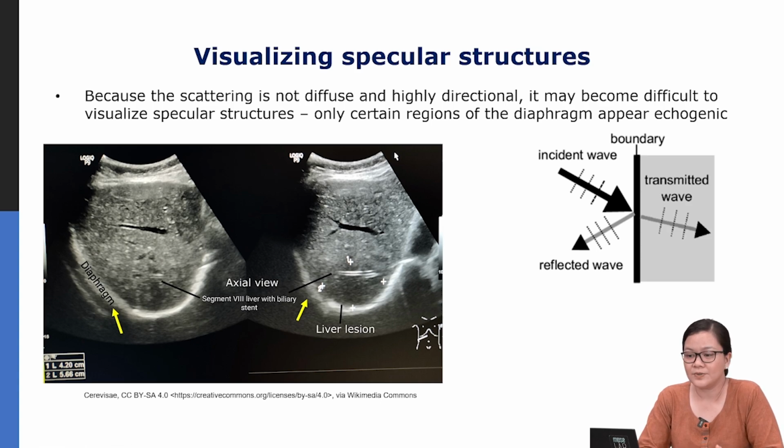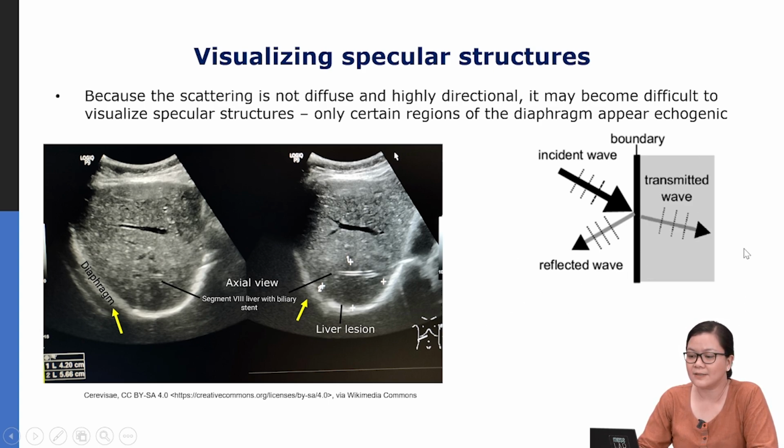There are also some issues with visualizing specular structures in the image. As we have discussed before, specular scatterers are typically not always perpendicular to the transducer face. What you can see here is an image of a liver, and here is a specular scatterer, which is a diaphragm. As you can see, when the diaphragm is not exactly horizontal in this image, the echogenicity of the diaphragm decreases, and that's because of the oblique angle of incidence.